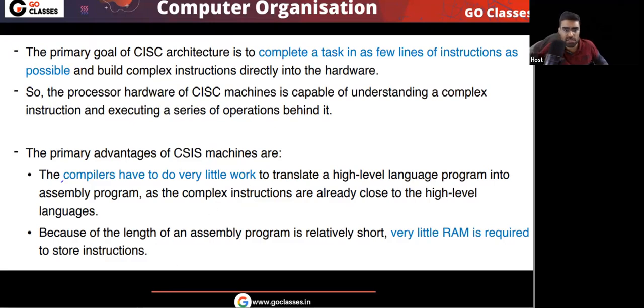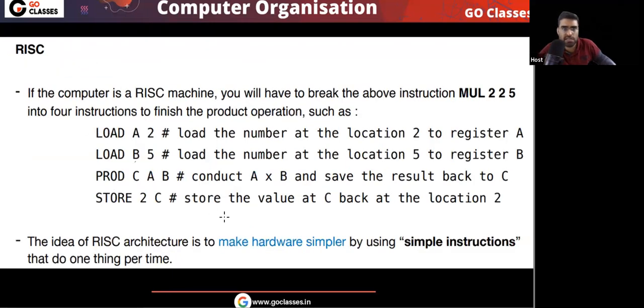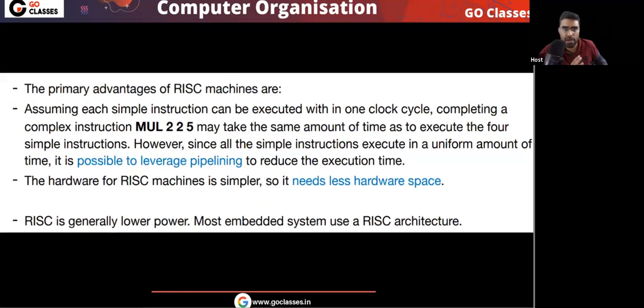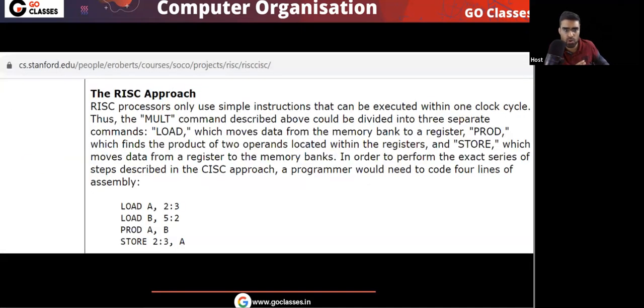Next, you can see in the RISC, the hardware is simple, but the compiler has to do more work. Hardware is very simple, but the compiler has to do more work. Compilation is not easy. Is this clear? Please tell me. Okay, so all these things we have seen.